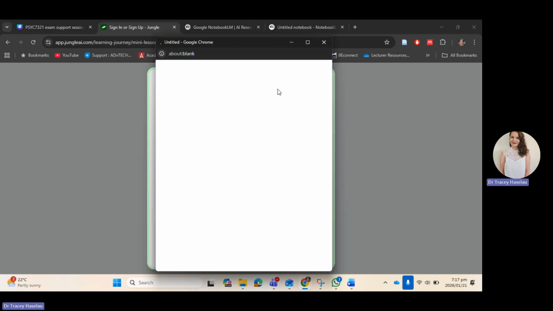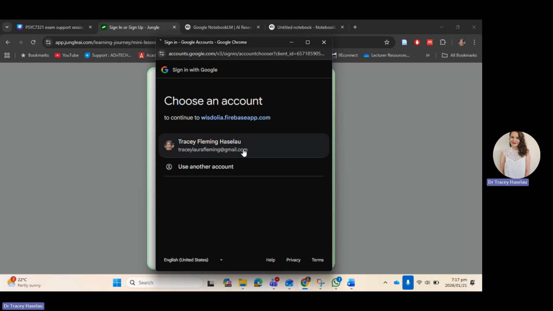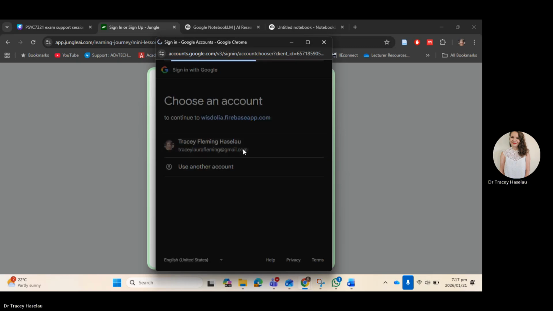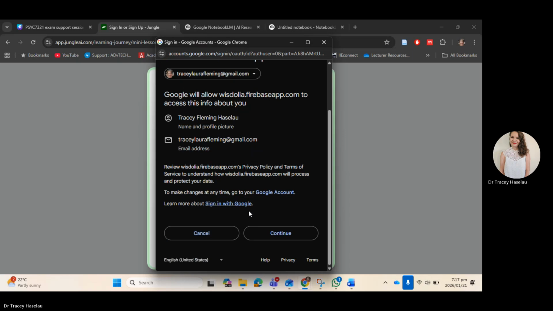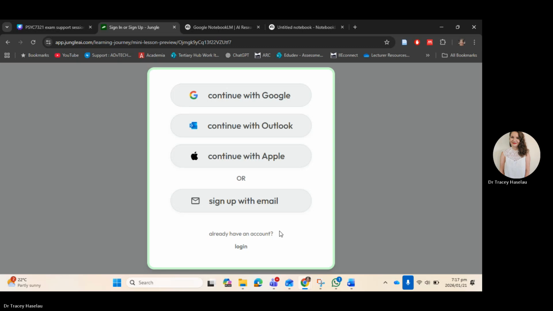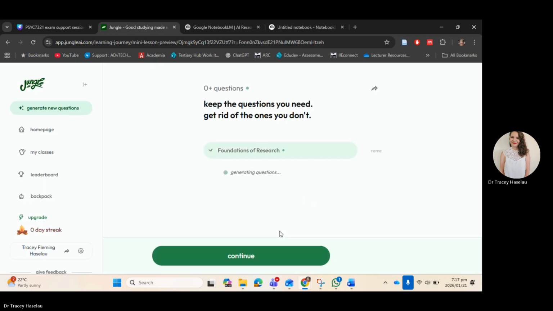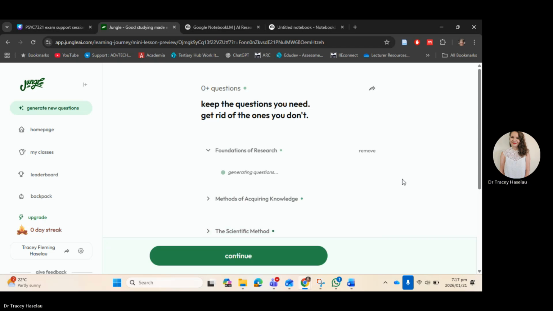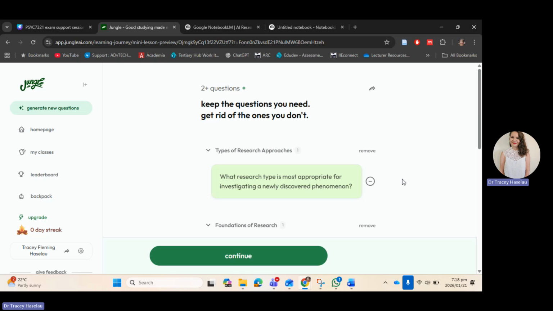Okay, you would just need to continue with your Google account or whatever account you want to work with. Let's just use that one. Okay, now what it's busy doing is it's taken those slides and it's making some questions for me. This is such a lovely revision tool because it does it really accurately as well. So it's busy generating some questions, so we'll just give it a moment.